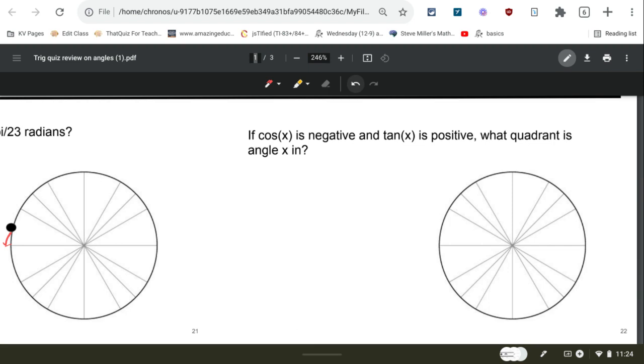All right, we're told here cosine is negative, so that means we must be in quadrants 2 or 3. And tangent is positive, so what quadrant is the angle in? Well, tangent is positive in quadrants 1 and 3, so we must be in quadrant 3. Yep. So cosine was negative, so it made it down to 2 or 3, and tangent was positive, so quadrant 3.